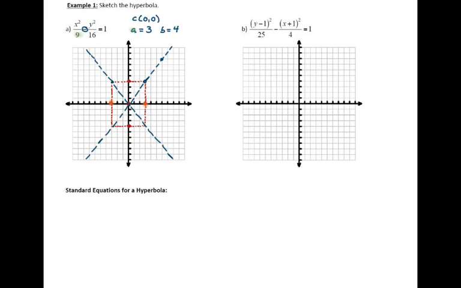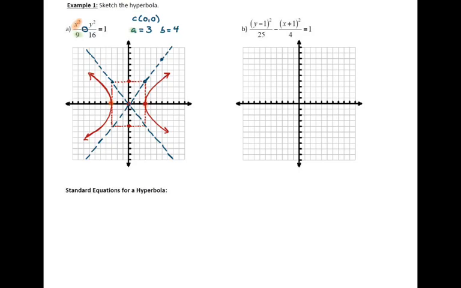So we technically have enough to draw a rough sketch here. Because this is going to open left and right, the vertex would be at the edge of the box there, and it's going to look something like this. So this is technically the shape of our hyperbola. And again, we knew that it opened left and right because our x variable is written first.